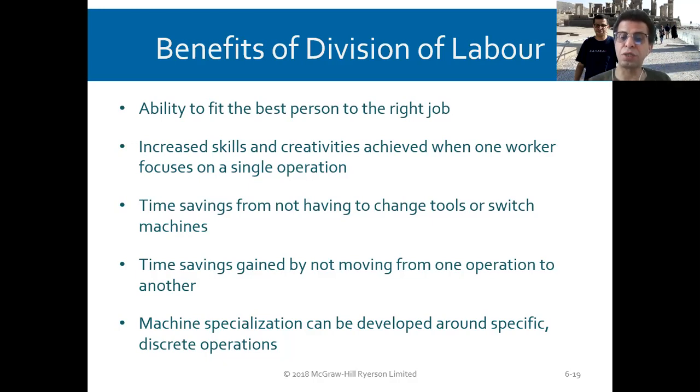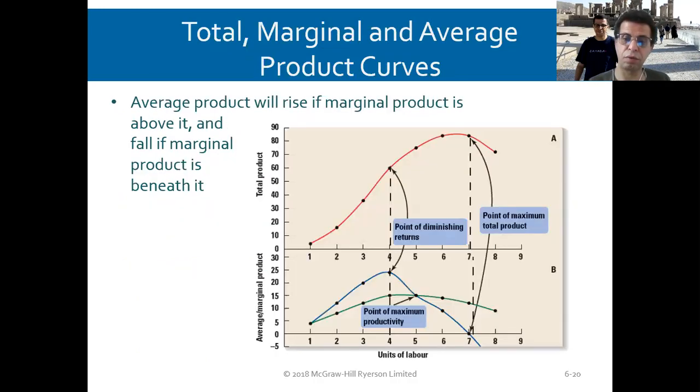You're also going to have some time saving from not having to change from one job to another or switch the tools and all these things in the machine. Time saving is gained from moving from one operation to another, resetting the operation, and machine specializing can be developed around a specific discrete operation. This machine produces certain units and will be specialized in producing that, so that there is no reset, changing the input, or stopping and switching the machines, so it becomes more specialized and more productive.